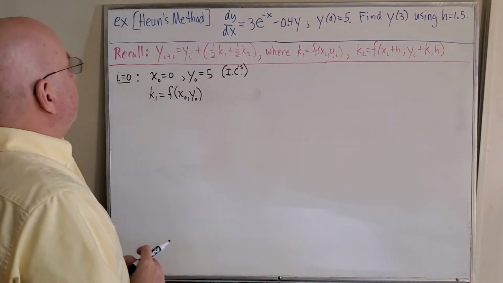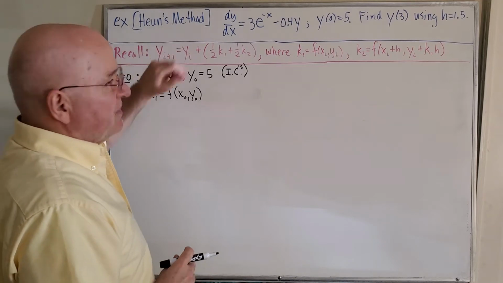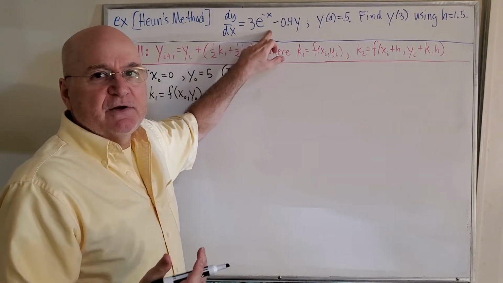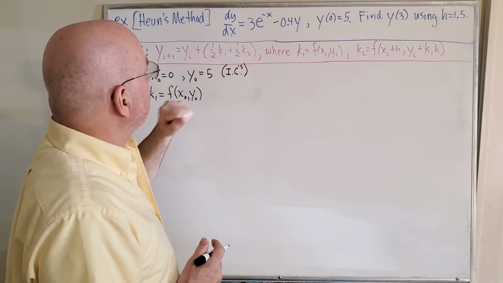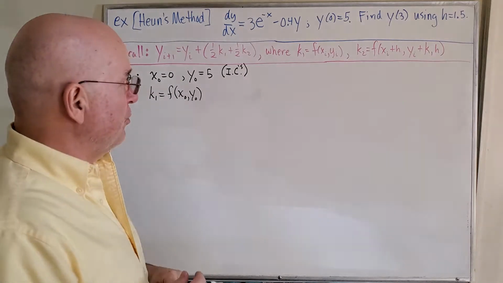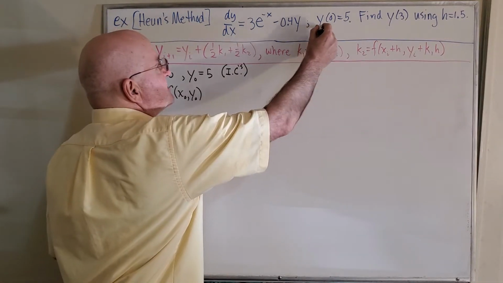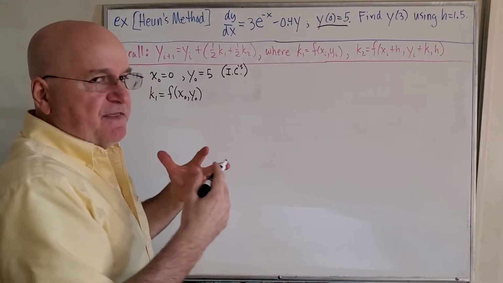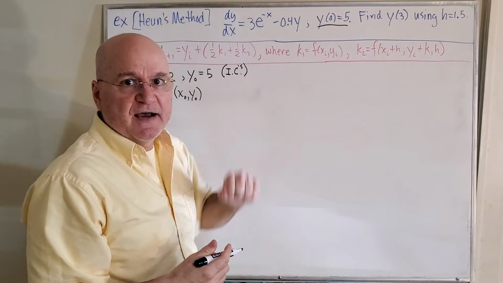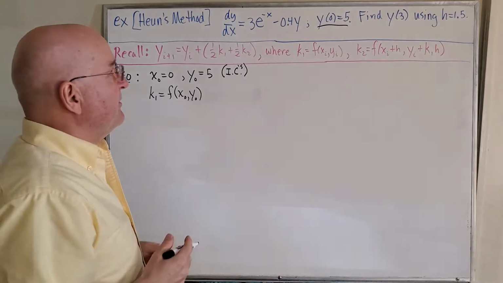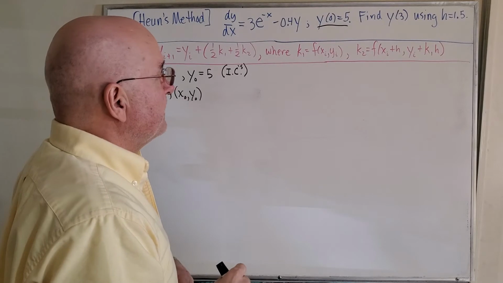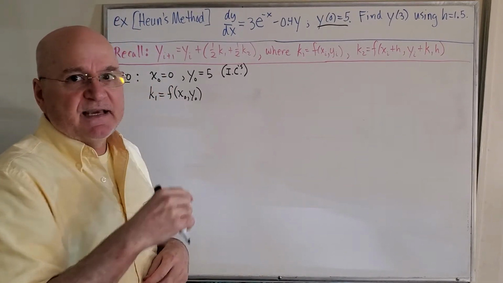All right, let's do an example of using Heun's method. Same differential equation we've seen before. dy/dx is 3e to the negative x minus 0.4y. And the initial value says, I'm going to think of x as being time, so at time 0, y is 5. Really, when x is 0, y is 5. Find y at time 3 using a step size h of 1.5.